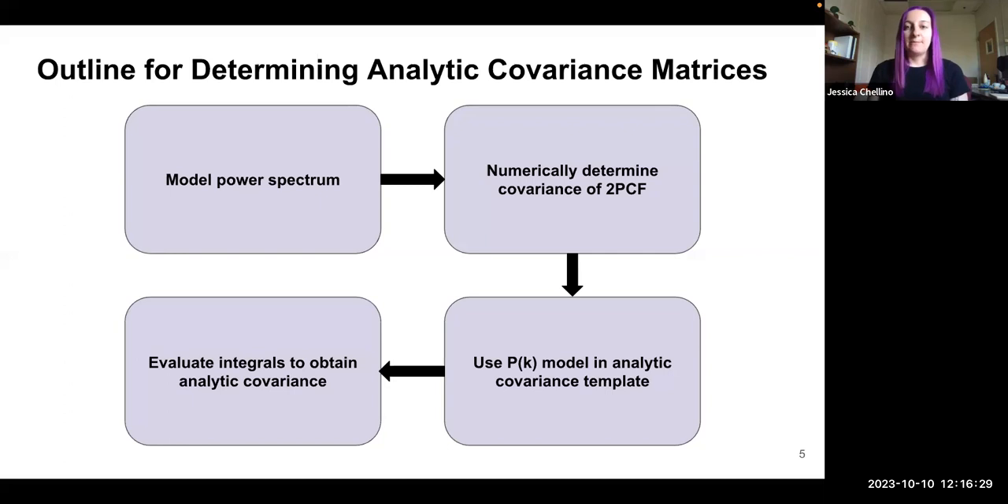Now, there are 4 main steps for these analytic covariance matrices. The first is to come up with a suitable model for the power spectrum, then check that our model for the power spectrum is okay to use by numerically determining the 2PCF covariance. Then we use the power spectrum model in our template for the analytic covariance. And finally, we evaluate integrals of the power spectrum to get the analytic covariance.